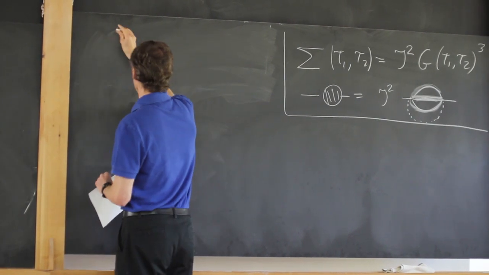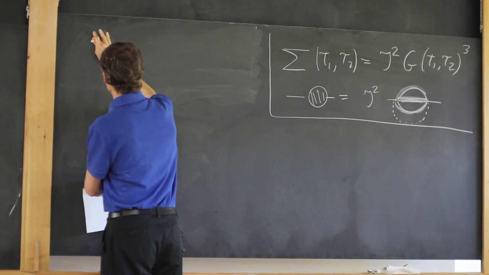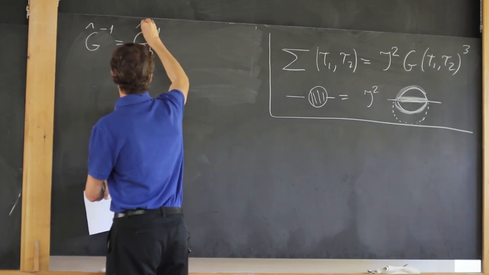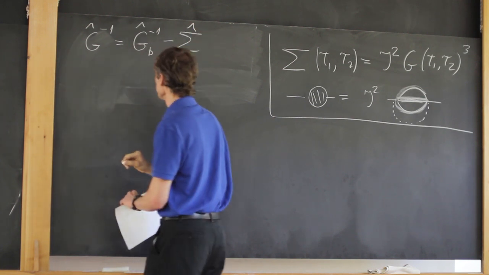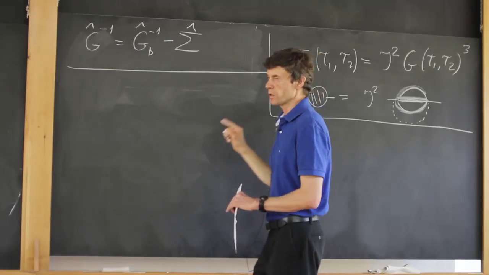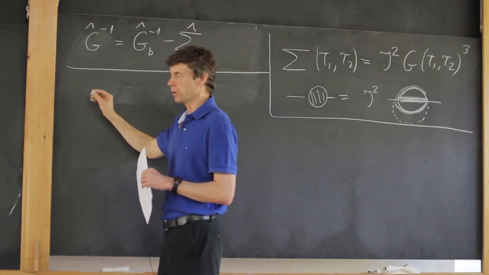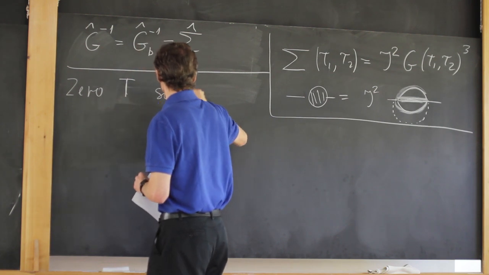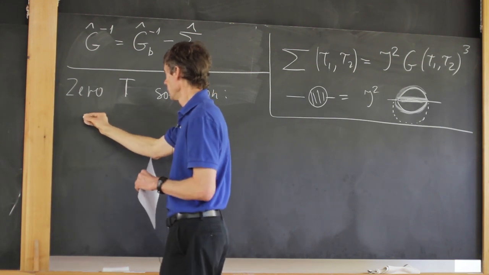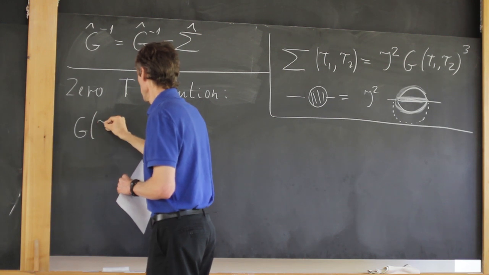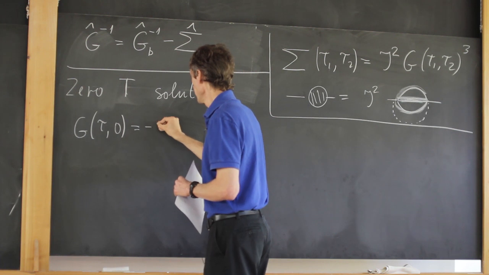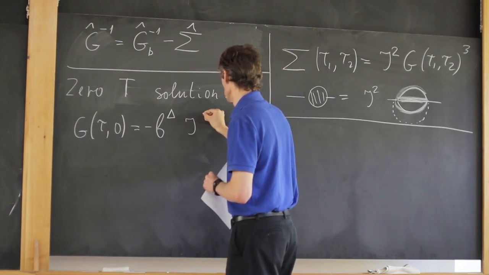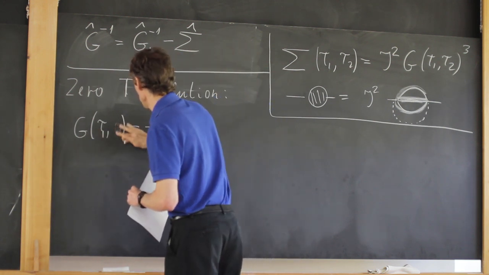And this should be combined with the standard Schwinger-Dyson equation. And this system of equations can be solved. And one gets at zero temperature G of tau equals minus B to the delta. I'll explain what B and delta are. Maybe I'll put tau 1, tau 2.